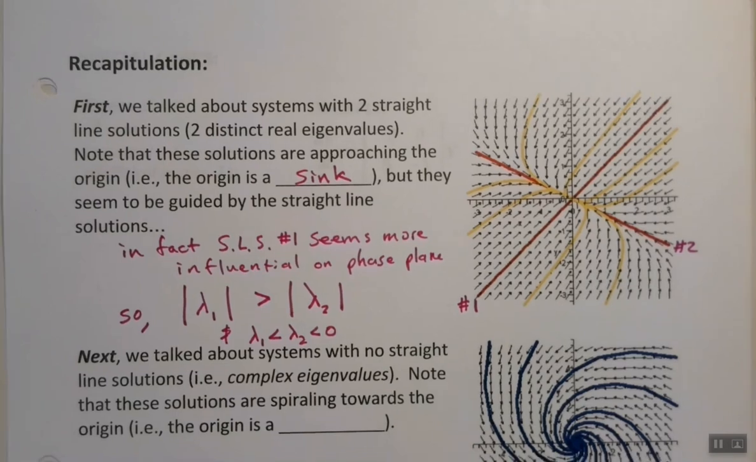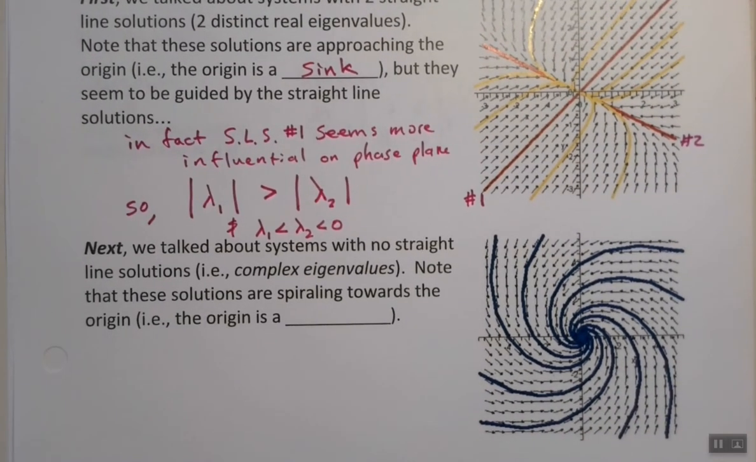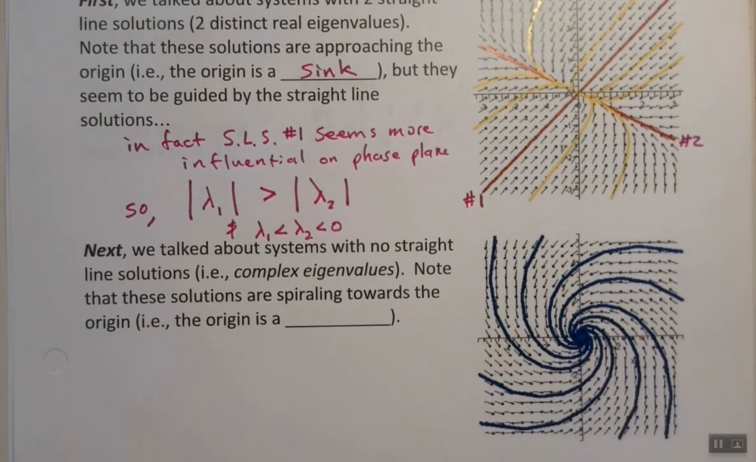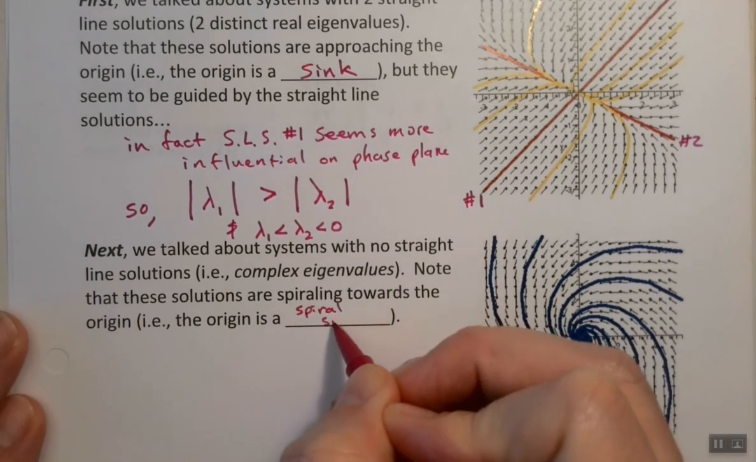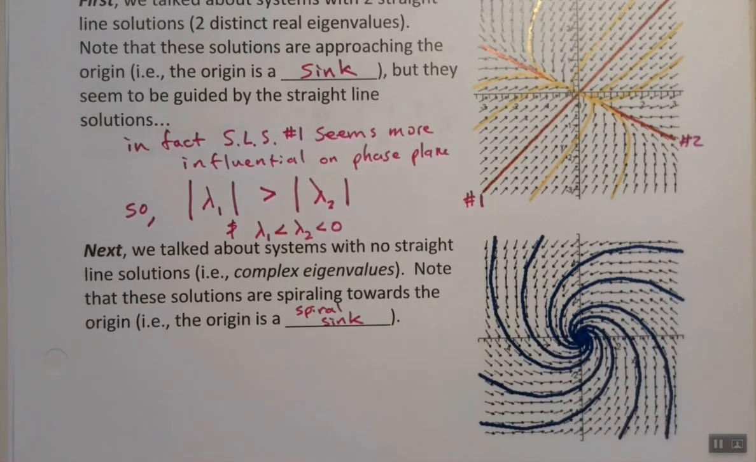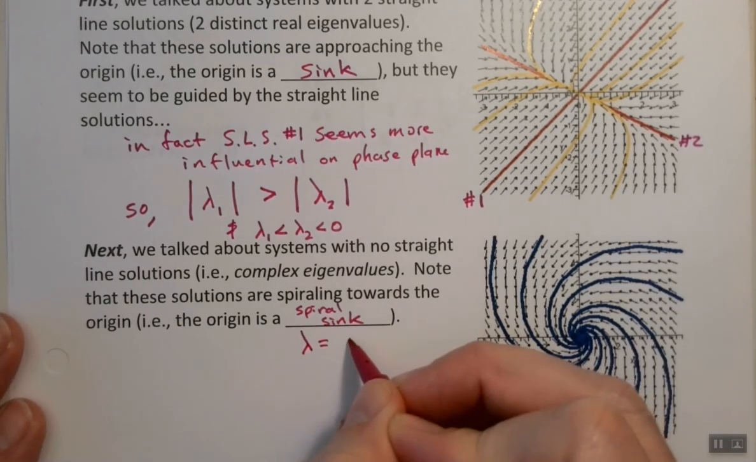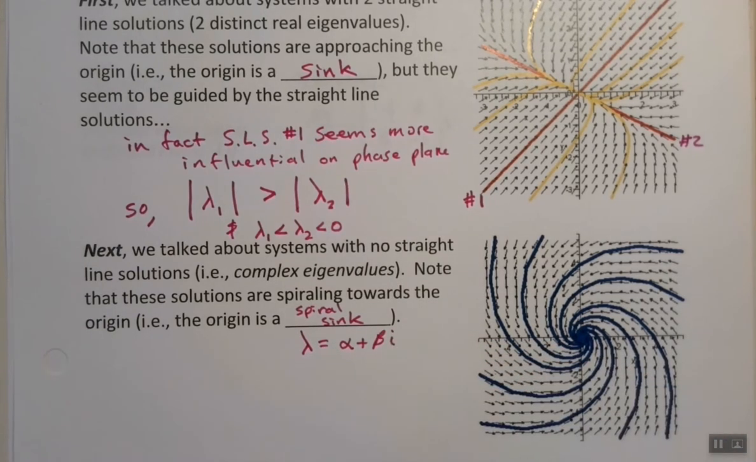The second thing that we dealt with was, what happens if you have imaginary eigenvalues? A complex eigenvalue with an imaginary part was the next part. This is what we dealt with in 3.4. In this case, you can see everything spiraling in towards the center, and we call this a spiral sink. The eigenvalues for this situation would have to be something like lambda equals alpha plus beta times i. That's got to be the form of our eigenvalue.